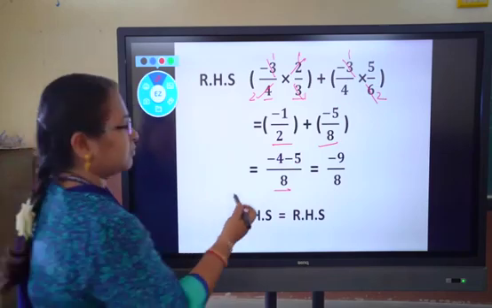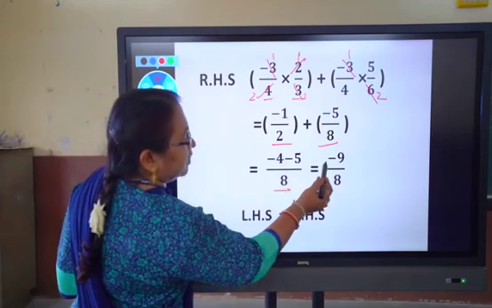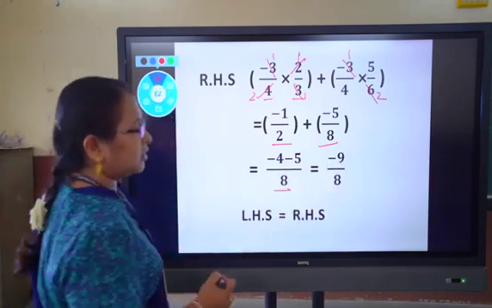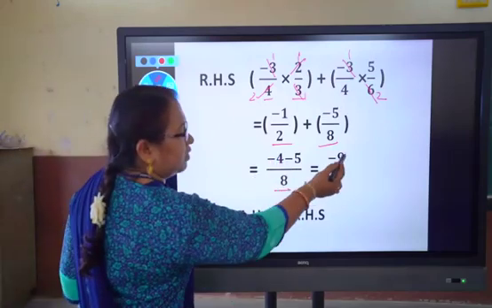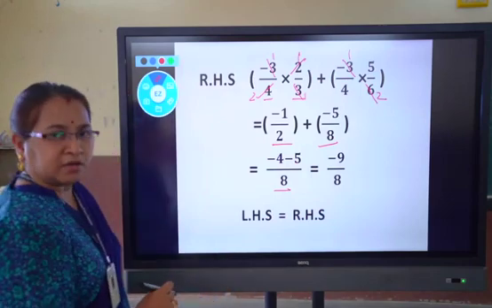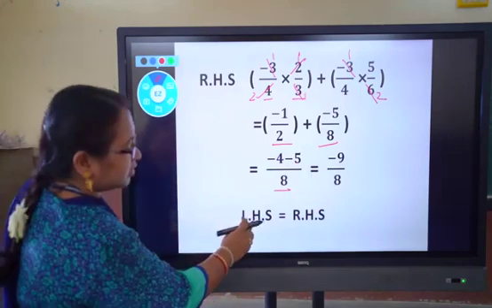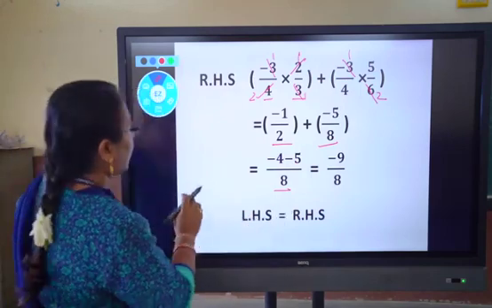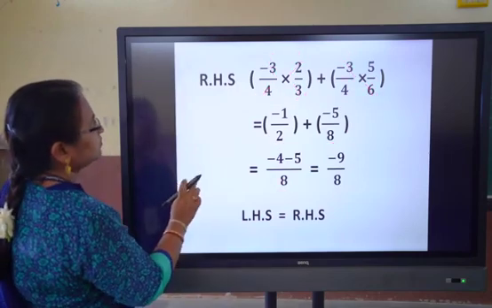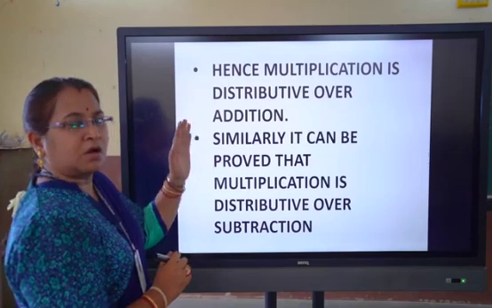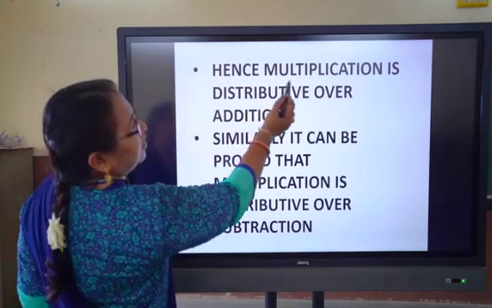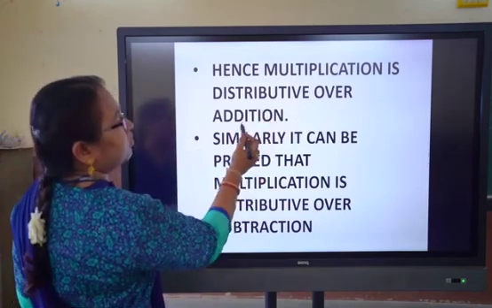That you already know. Then what is the total? It became minus 9 upon 8, and this was only our LHS. In the RHS also we had got the same answer, that is minus 9 upon 8. So what we got here is LHS equal to RHS. Hence, what is our conclusion? That multiplication is distributive over addition.